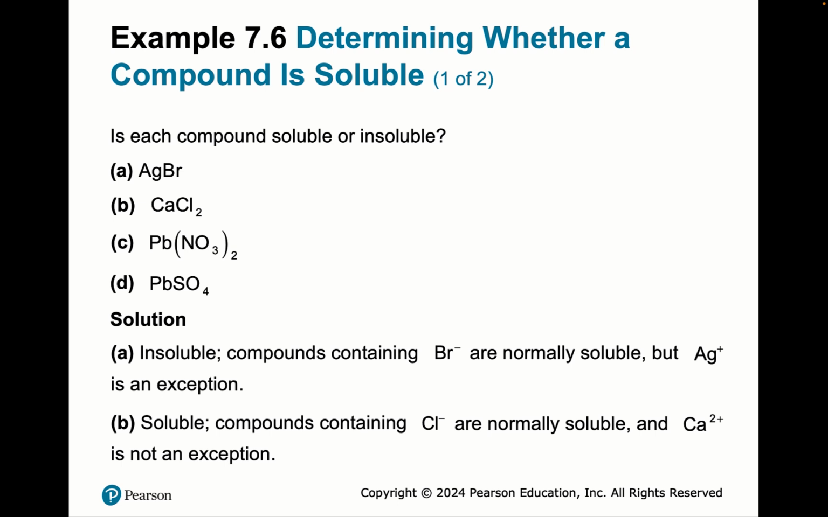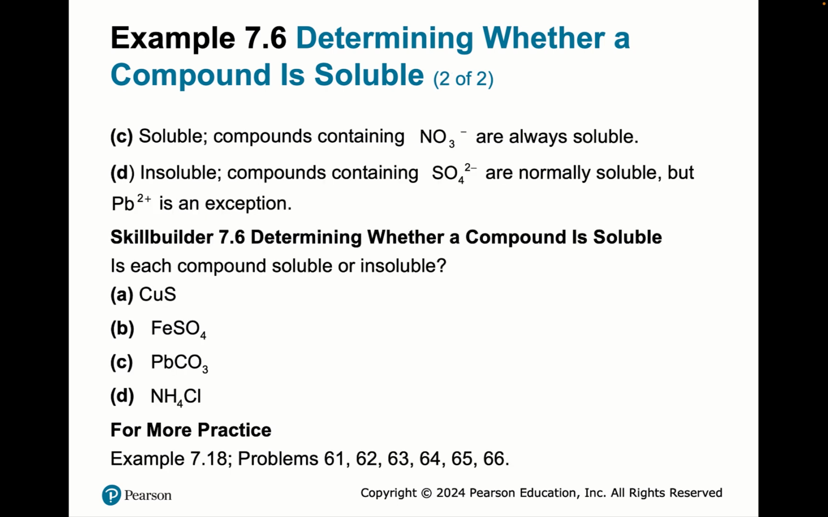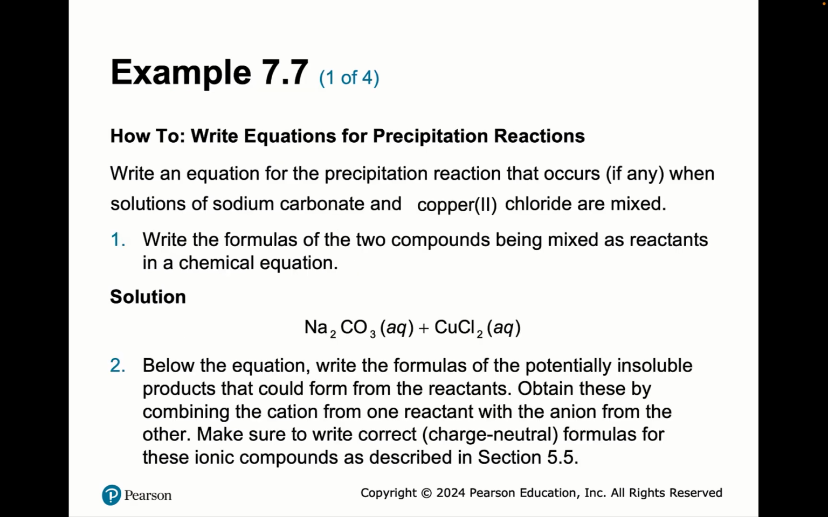Calcium chloride: chlorides tend to be soluble. Calcium is not an exception, so calcium chloride is soluble. Lead nitrate: all nitrates are soluble, so lead nitrate is soluble. Lead sulfate: sulfates tend to be soluble, but lead plus 2 is an exception. Therefore, it is insoluble. So that's the way you follow through that. And I don't have the chart up here, but if you look at the chart and go through and check that, it's a logic argument.